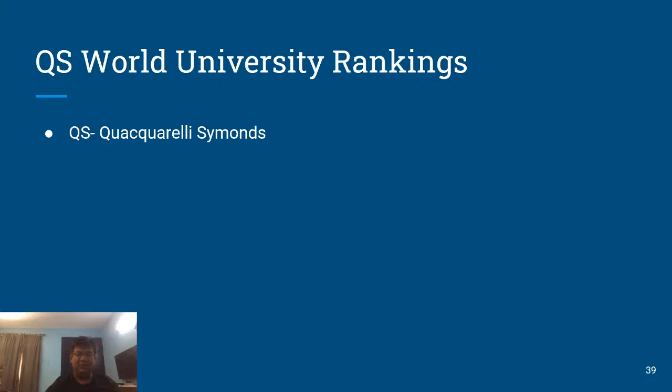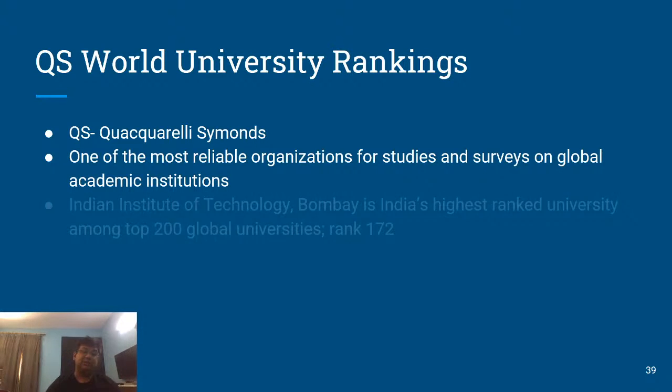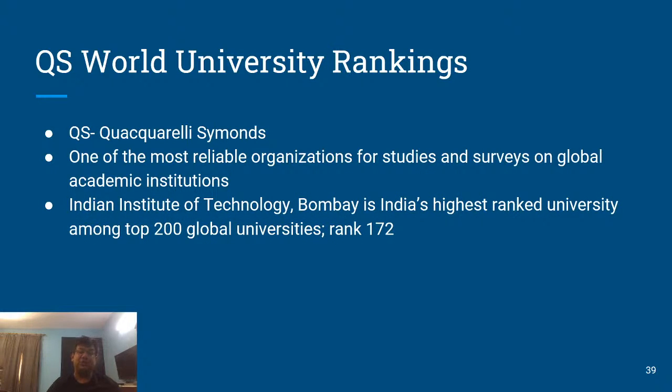So if you are considering anything like that, QS and THE, please don't look much further. There may be some other good rankings, I'm not suggesting otherwise, but this should be among them. It's one of the most reliable organizations for studies and surveys on global academic institutions. The Indian Institute of Technology in Bombay, still called IIT Bombay, is India's highest ranked university among the top 200 global universities. It's ranked 172nd, which means the highest among Indian institutions.